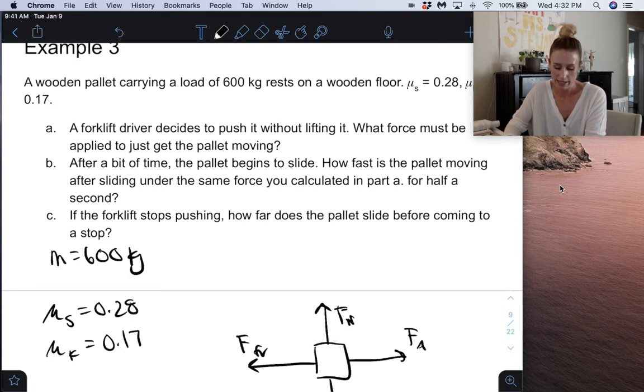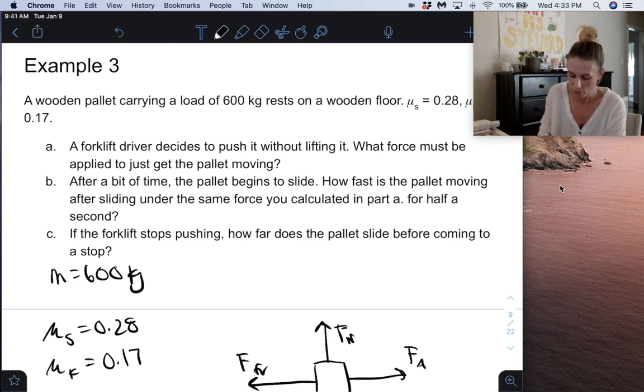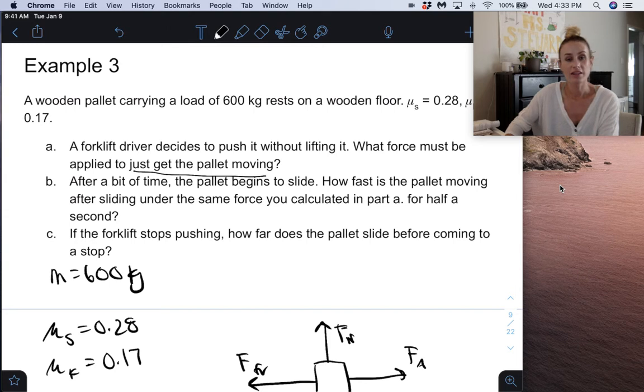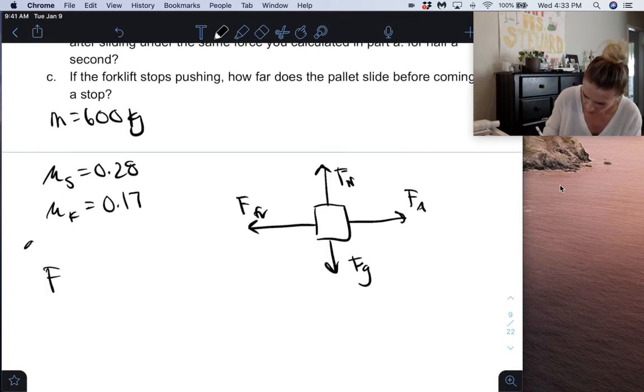Okay, so for part A, it says the forklift driver decides to push it without lifting it. What force must be applied to just get the pallet moving? When they say this, they're saying just as it starts moving. So they're basically saying that we want to overcome that force of static friction. So that means that the applied force will be equal to the maximum static friction force, because we're just starting to move.